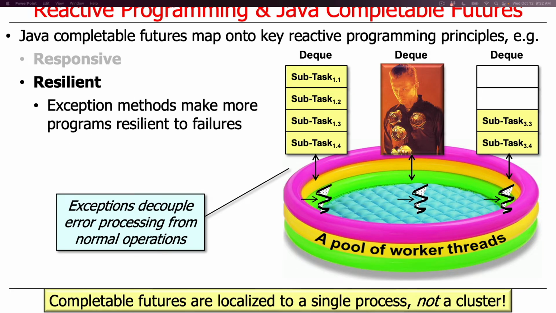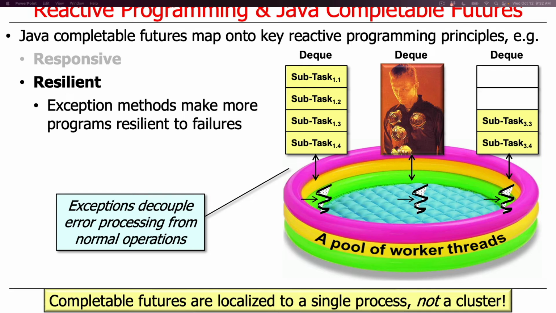Another thing you get to map from completable futures onto these principles is resilience. So how do we make programs more resilient to failure? The way we do this is by exception methods. There's a bunch of methods that are part of the completable futures framework that catch exceptions that occur in asynchronous threading contexts. When we get to that part of the course, I'll go into this in a lot more detail. You really need special features for handling exceptions asynchronously because the whole idea is to start an operation and not block the caller.